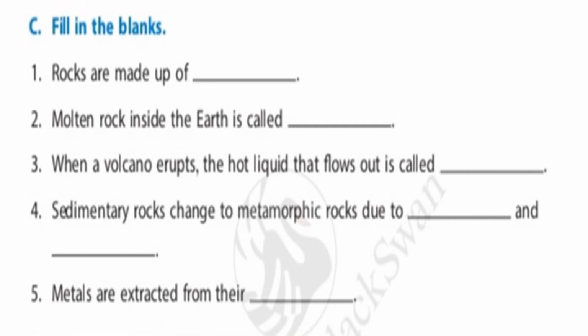The next section is fill in the blanks. First question, rocks are made up of, you all know the answer. Rocks are made up of, yes, minerals. Second question, molten rock inside the earth is called magma. Third question, when a volcano erupts, the hot liquid that flows out is called. What is the answer? Yes, it is lava.